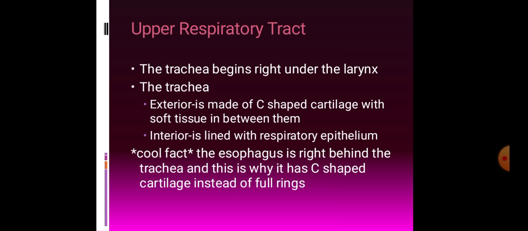Then the cool fact: the esophagus is right behind the trachea, and this is why it has C-shaped cartilage instead of full rings, because the esophagus is present behind the trachea. That also occupies some space. If it were a full ring structure, the esophagus would not have that much space to pass the food to the stomach.